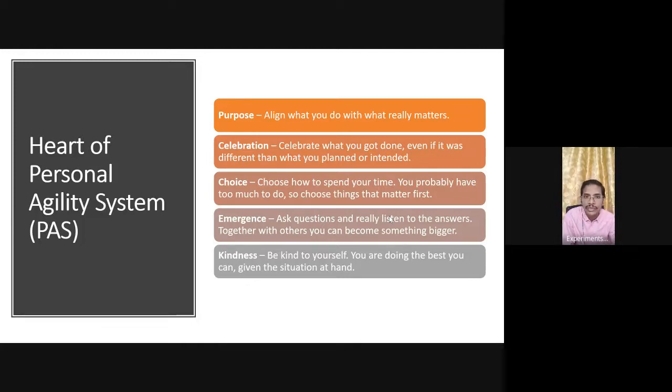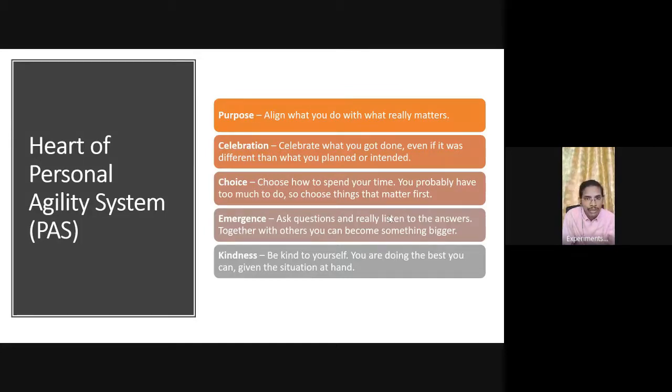So what is the choice you are going to make in life? Then emergence. Ask questions every day. Am I in the right direction? Am I going the right direction? Am I doing the right things? Am I talking to the right people? Is my circle the right circle? Am I reading the right type of books? Am I seeing the right type of videos? Am I going towards my goal? Am I reaching something? You ask yourself and also ask the other people around you.